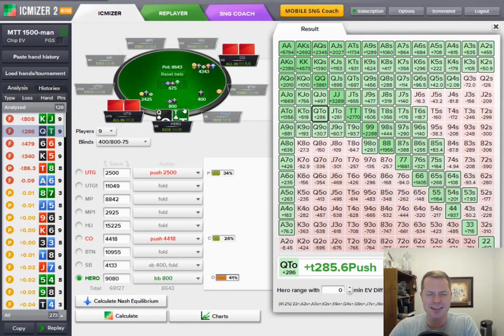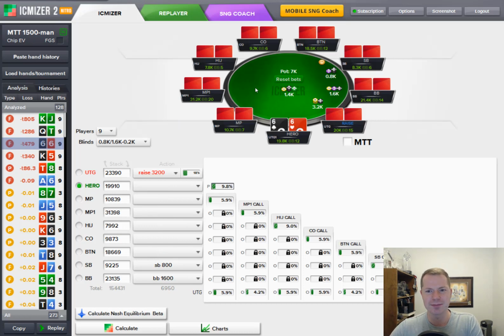So here I just need to realize my pot odds were amazing. And Queen 10 is also an okay hand. It's not like it's total garbage like Queen 5 offsuit. So this is a spot where I certainly should have popped it in there as well.